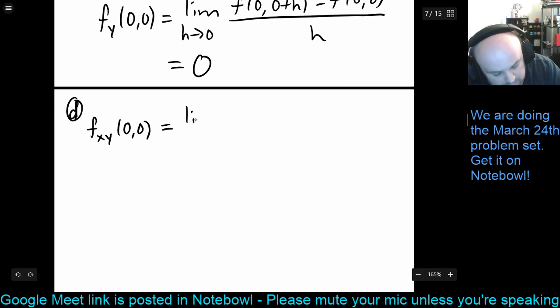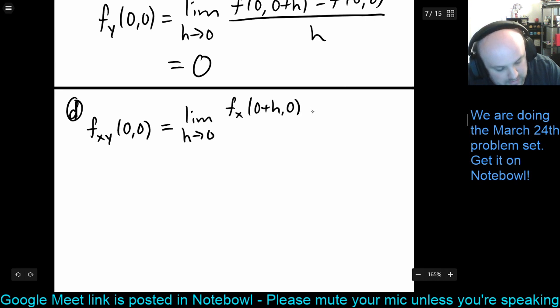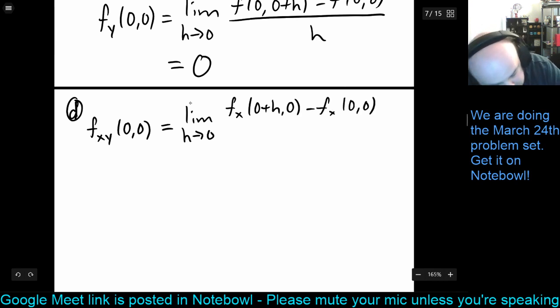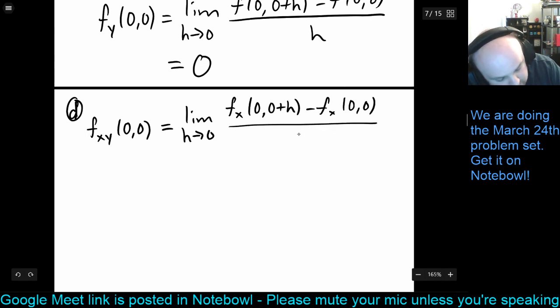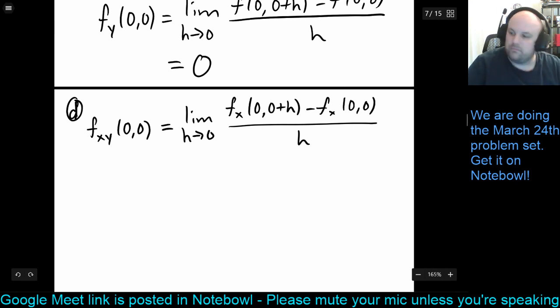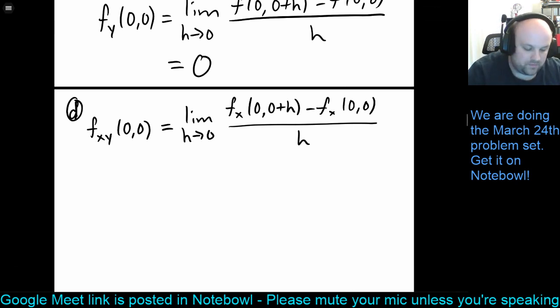Here, in terms of a limit, this derivative is f_x at (0 plus h, 0) minus f_x at (0, 0). Oh, sorry, we're doing f_xy. I did this backwards. (0, 0 plus h), over h. Okay. So again, it's the derivative with respect to y of f_x.